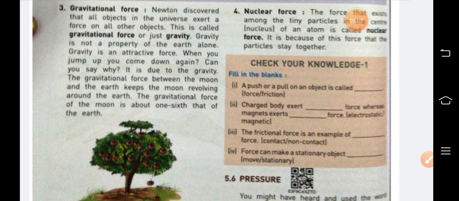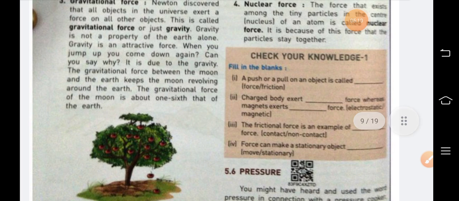When you jump up, you come down again. Why? Due to gravity. When we throw a ball upward, it comes downward because of gravity of Earth. The gravitational force between the moon and the Earth keeps the moon revolving around the Earth. And the gravitational force of the moon is about 1/6 of the Earth.